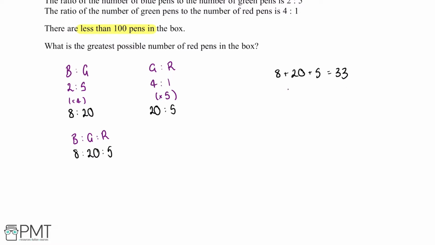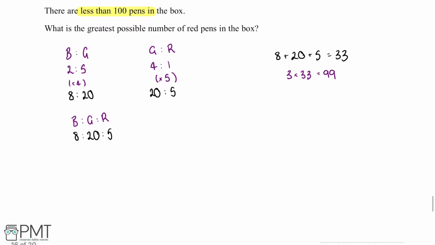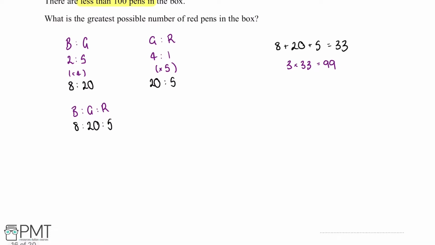So 3 multiplied by 33 gives us 99. And if we added another 33 pens, this would then be over 100. So what this tells us is that 3 lots of this ratio will fit into the box. So what we need to do is multiply this ratio by 3.